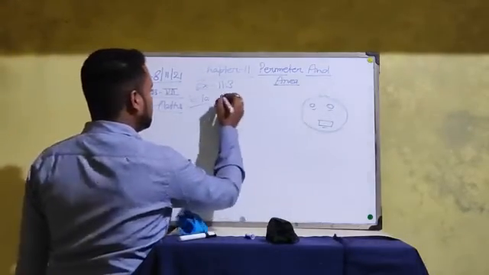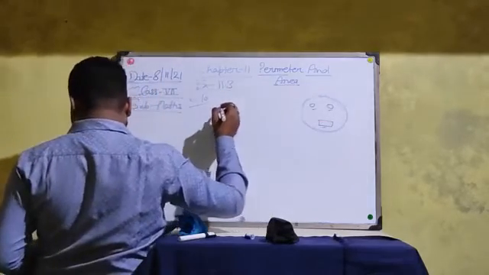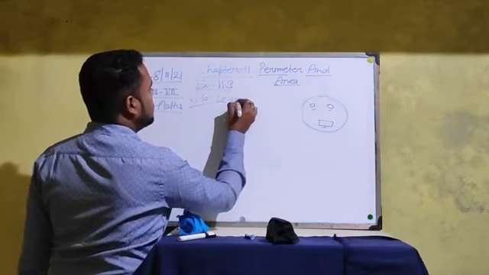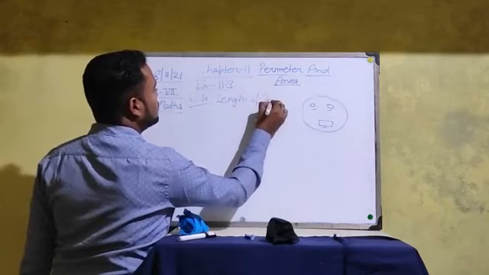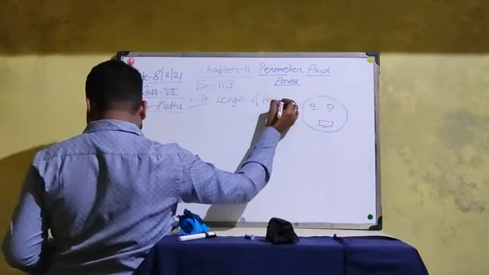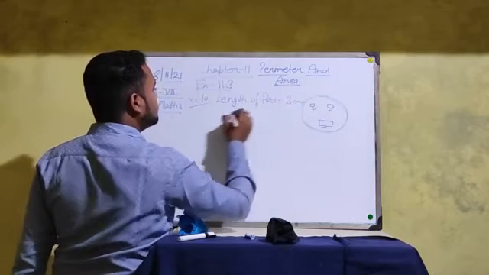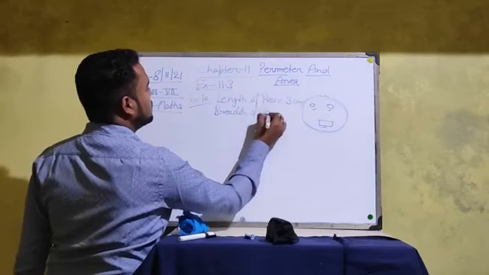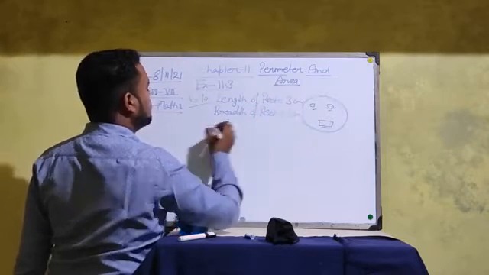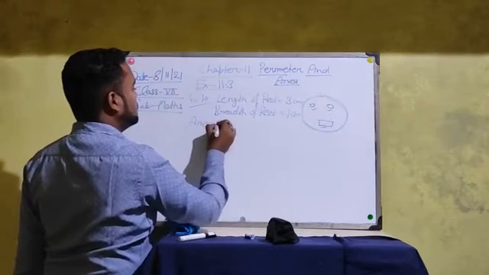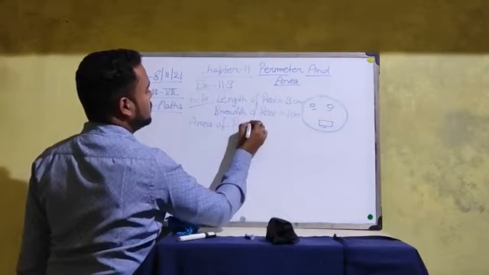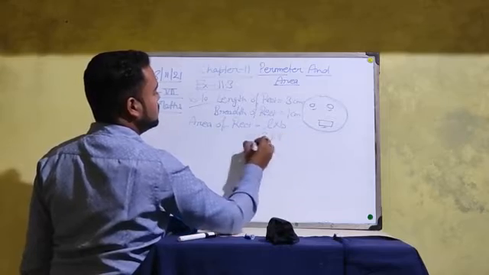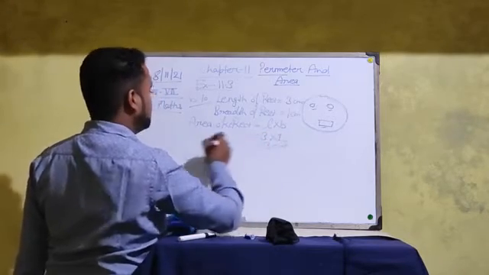Now as given, the length and the breadth of this rectangle. Length of rectangle is 3 centimeter and breadth of rectangle is 1 centimeter. Now here we find the area of rectangle, which is length into breadth, that is 3 into 1 gives 3 centimeter square.